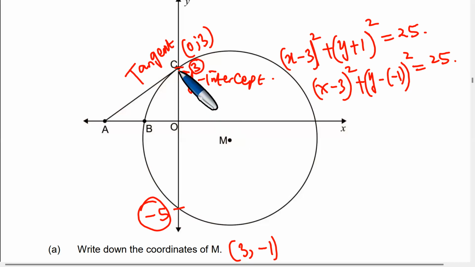We need to first find the gradient of this line here, because you already know the coordinates of M, which are 3, minus 1. And the coordinates of C we know. And we know that a tangent is perpendicular to a radius. Right, so we're done with this question, which means that we just have to find the gradient of CM.